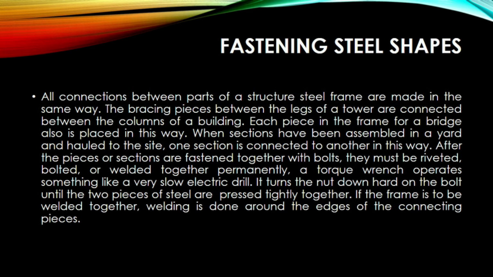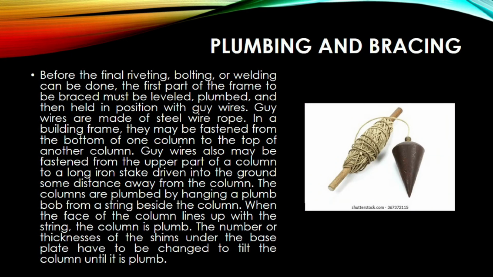When sections have been assembled in a yard and hauled to the site, one section is connected to another in this way. After the pieces of sections are fastened together with bolts, they must be riveted, bolted, and welded together permanently. A torque wrench operates something like a very slow electric drill. It turns the nut down hard on the bolt until the two pieces of steel are pressed tightly together. If the frame is to be welded together, welding is done around the edges of the connecting pieces.